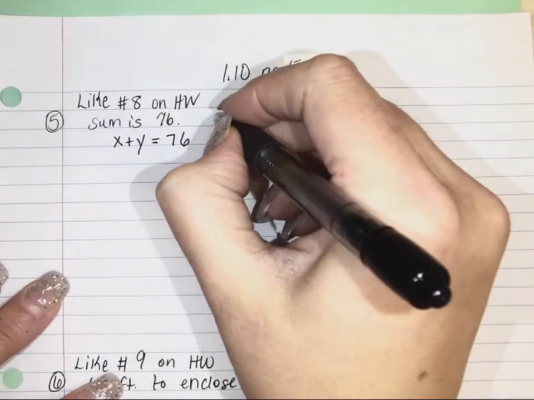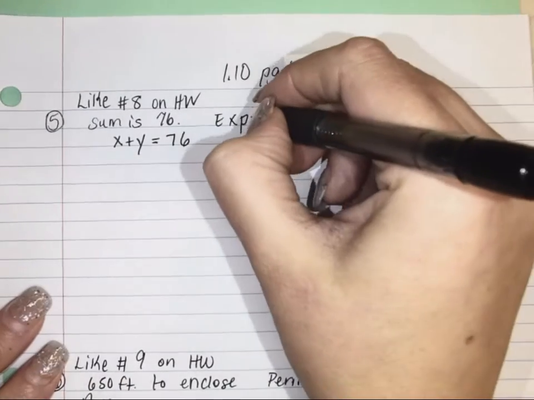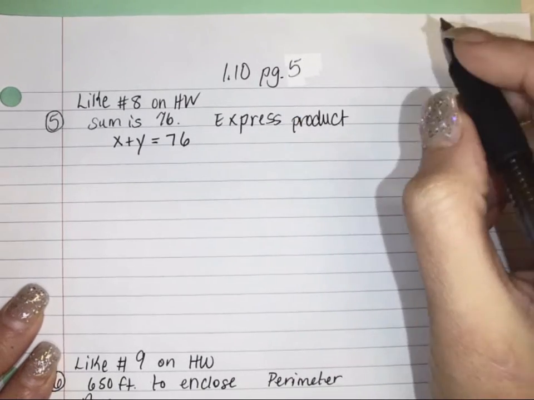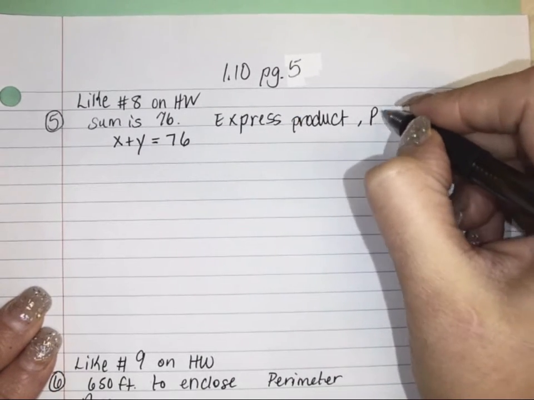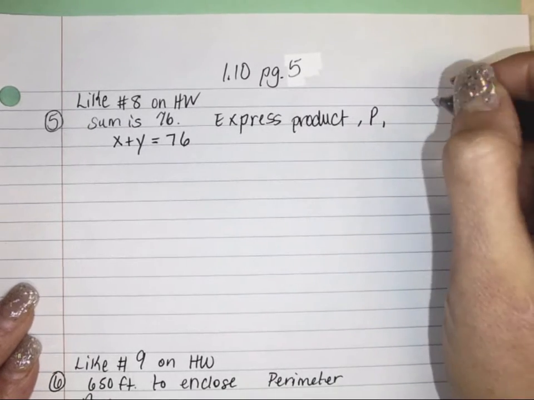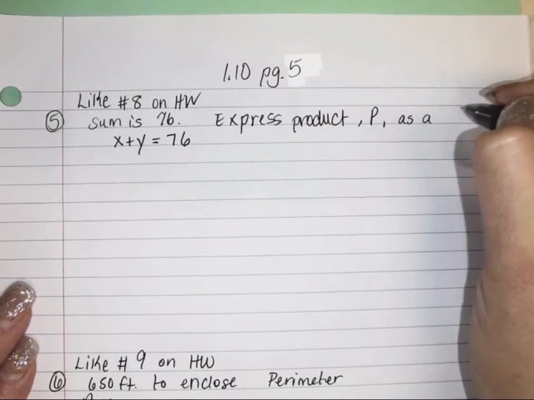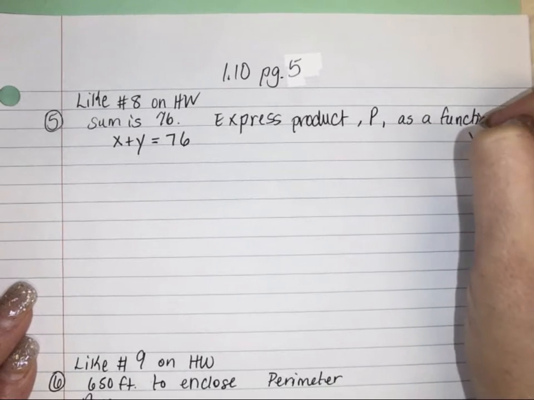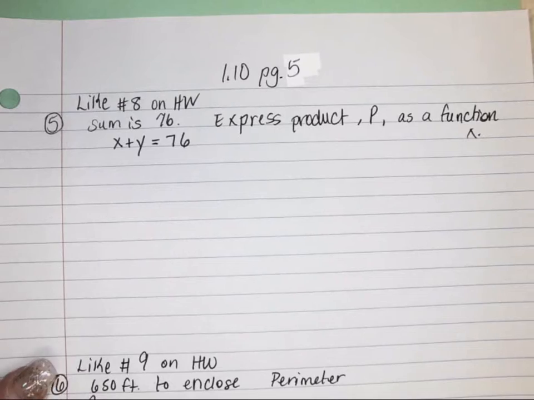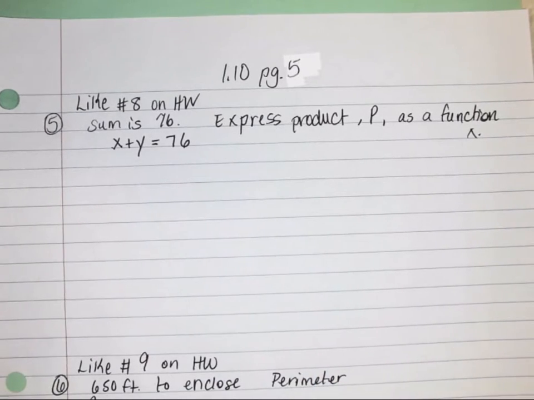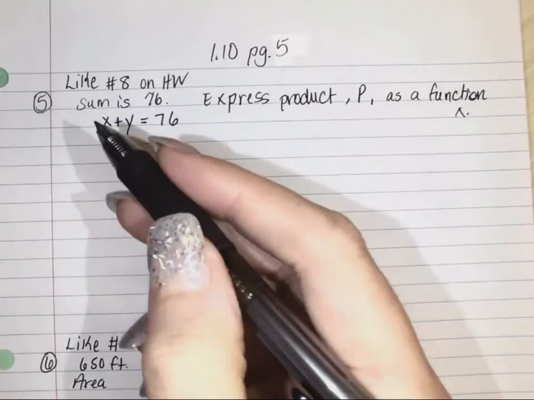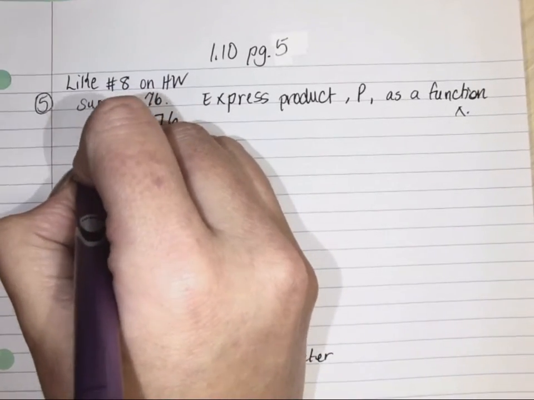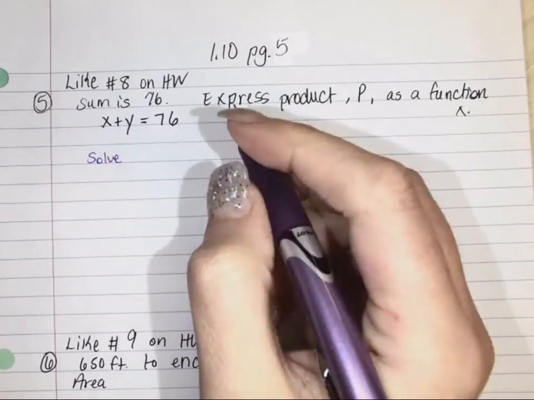They tell you to express the product of the numbers, P, as a function of one of the numbers, X. So as a function of X. So they're telling you, in other words, to eliminate Y. Okay, what you want to do here in this case, since we have this given information, X plus Y equals 76, we want to solve this for Y since they're telling us to leave it in terms of X.